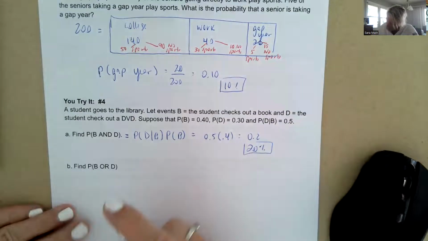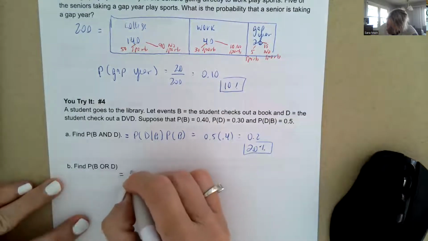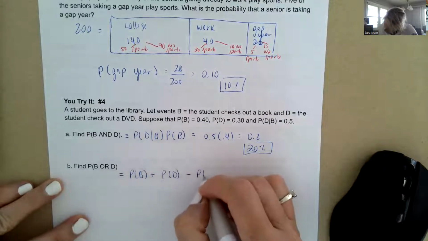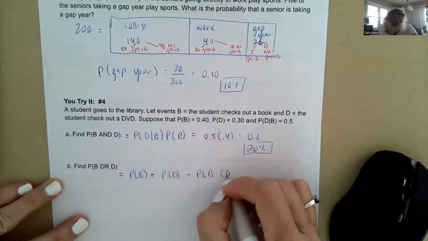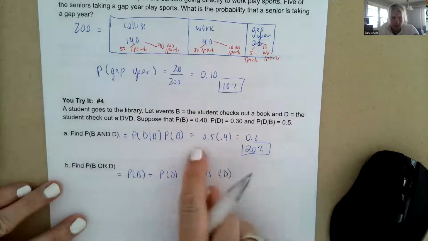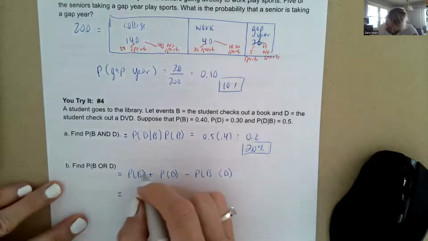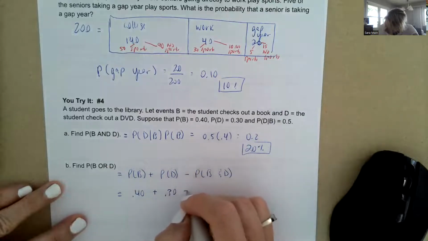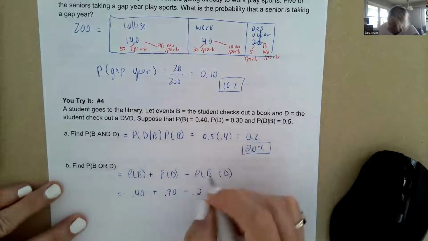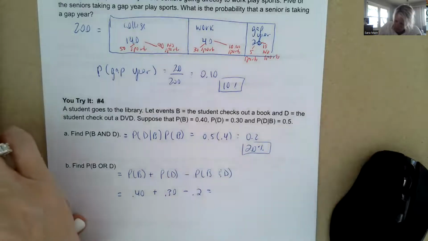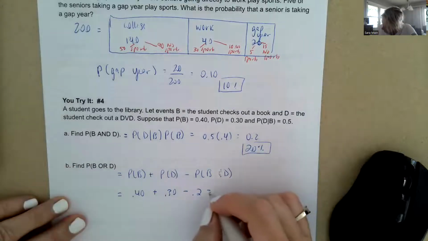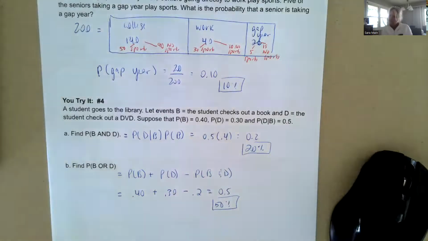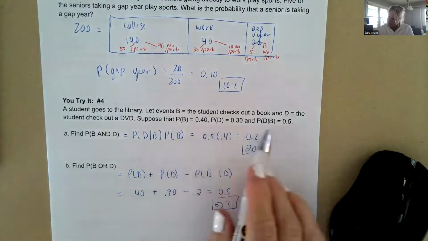Find the probability of B or D. So that means the probability of B plus the probability of D minus the probability of B and D, because there is overlap. We can see that here in part A. So the probability of B is 0.4 plus the probability of D is 0.3 minus the overlap is 0.2. So 0.4 plus 0.3 minus 0.2 is 0.5. So about 50%. Either check out a book or check out a DVD.